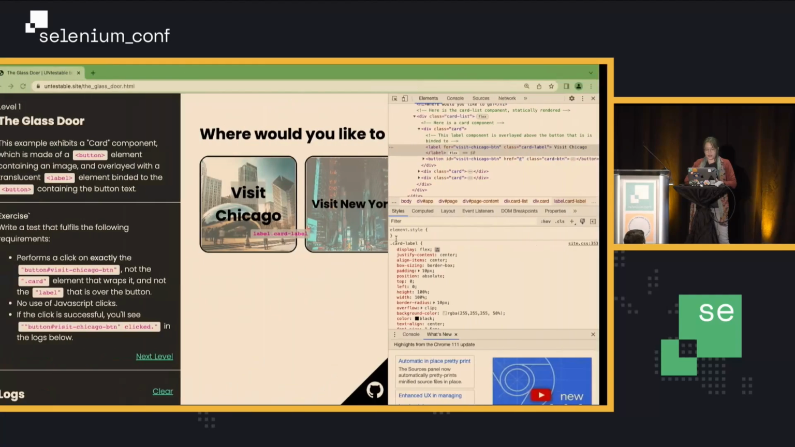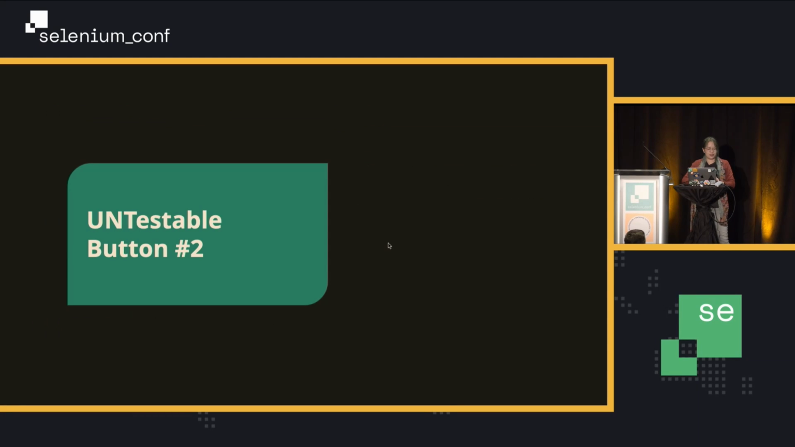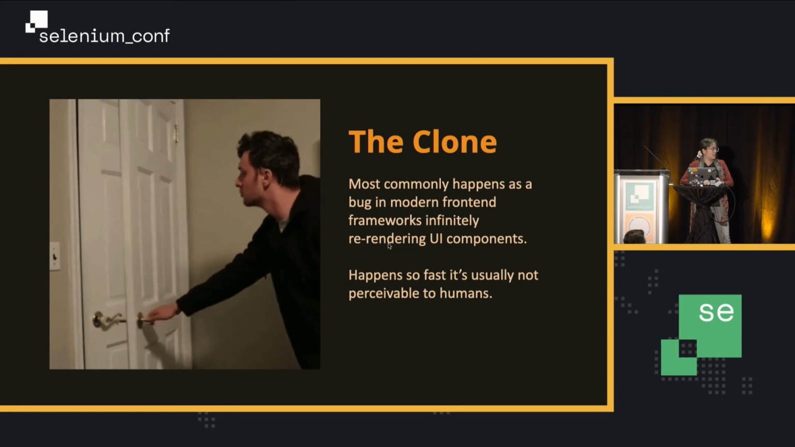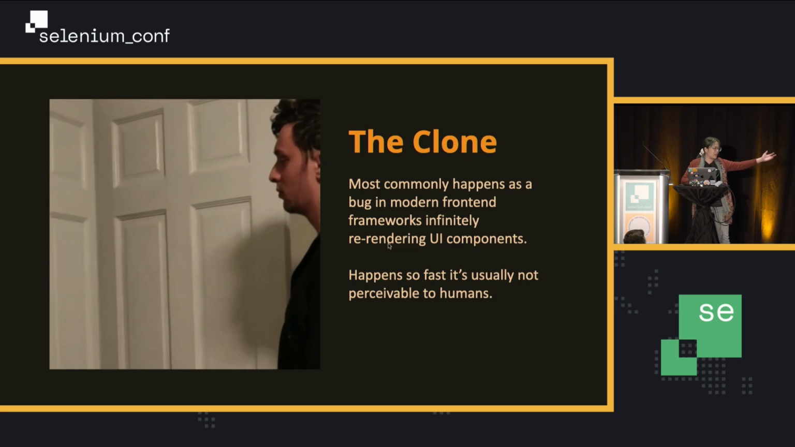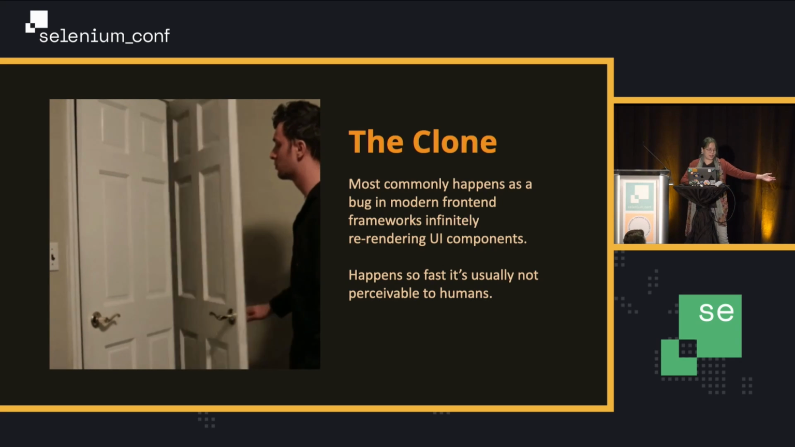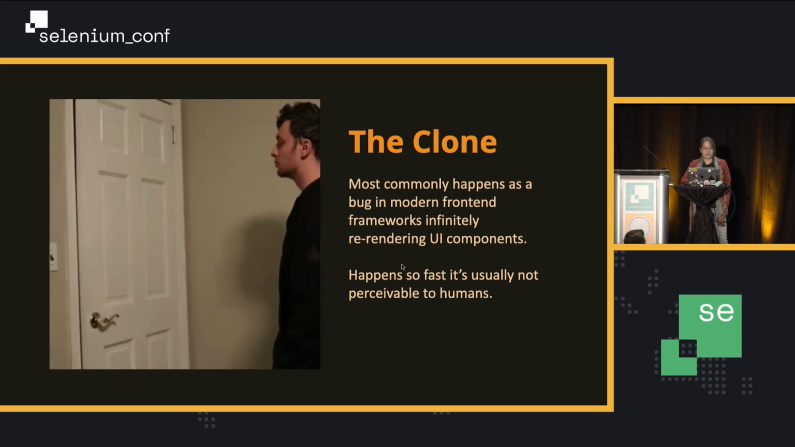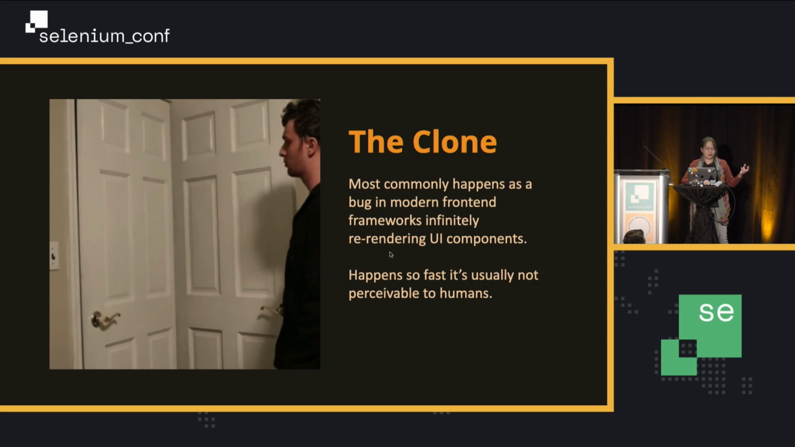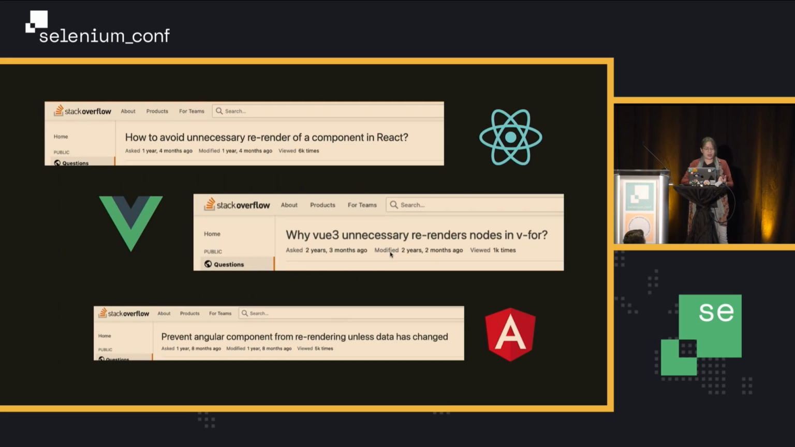Okay, so let's look at our next untestable button. Our next untestable button is infinitely re-rendering UI components, and it happens so fast that it's not perceivable to humans. And this is unfortunately very, very common with a lot of modern frameworks. I've even made these mistakes myself when I used to code in Angular and React. And if you look at Stack Overflow, there are tons of posts about how to avoid unnecessarily re-rendering the component in React, Vue, and Angular. It's a really, really common problem.